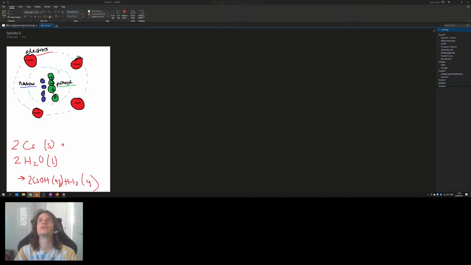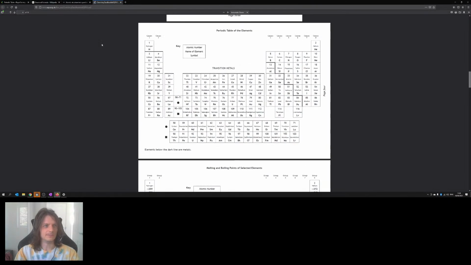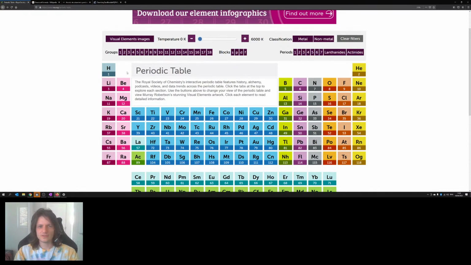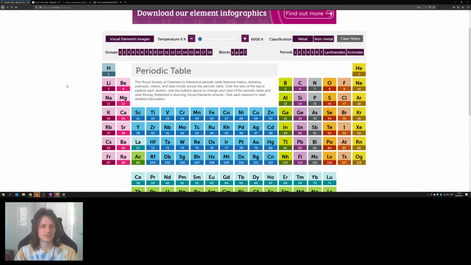Let me see if I can remember. So, let me look at the periodic table. Or is it a sexy one? There it is. Okay, so a period is, let me see if you can see this. Yeah, a period is this, I think, to the right, and then you've got the groups which are downwards.